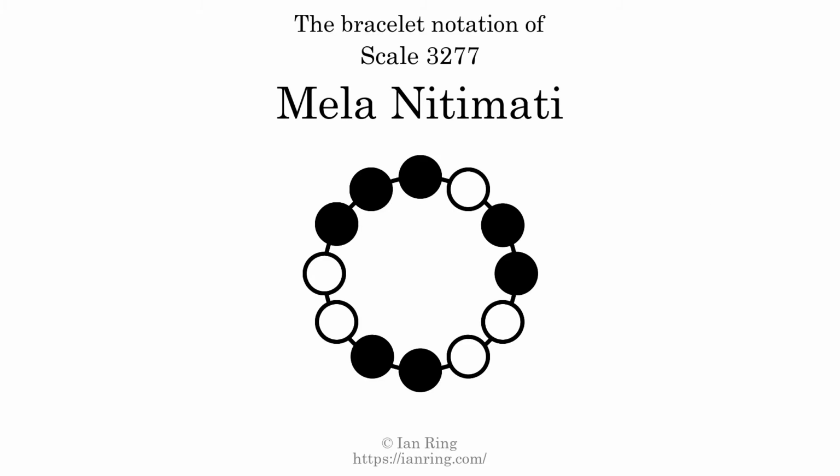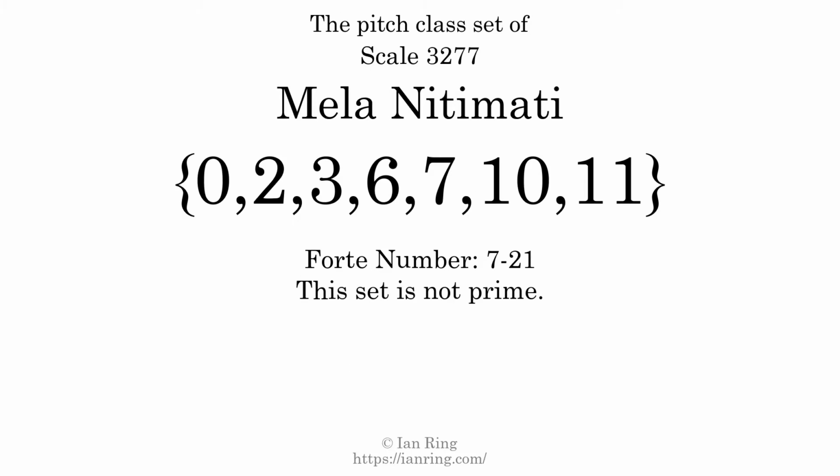This is a bracelet notation diagram of scale 3277. The shaded circles represent tones that appear in the scale, and they are read clockwise, starting at the top. The pitch class set for this scale is 0, 2, 3, 6, 7, 10, 11. The fault class is 721. This set is not prime.